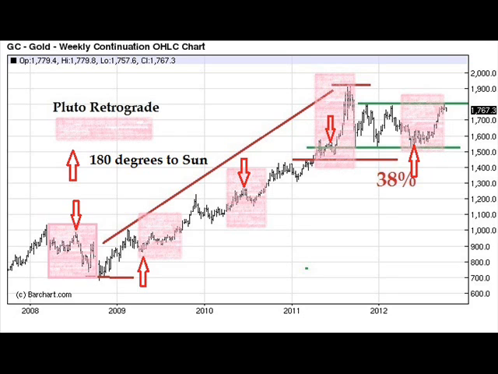Look very closely at each of these red arrows. Notice how they align very nicely with some swing highs and swing lows. Now, if you were to make a very detailed note of the date and the time when Pluto was 180 degrees to the Sun, and use a daily chart or even an hourly chart as a nimble trader, you should be able to take full and fair advantage of these swing highs or swing lows.